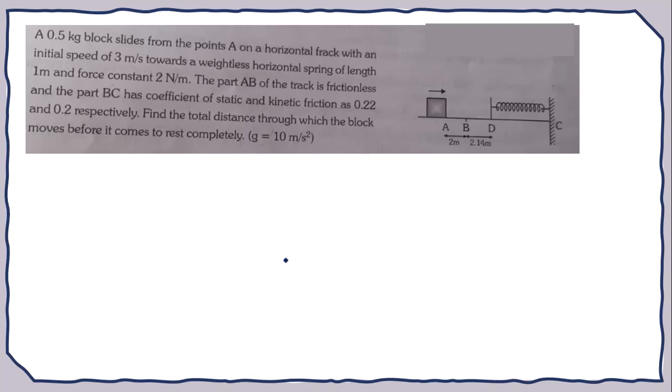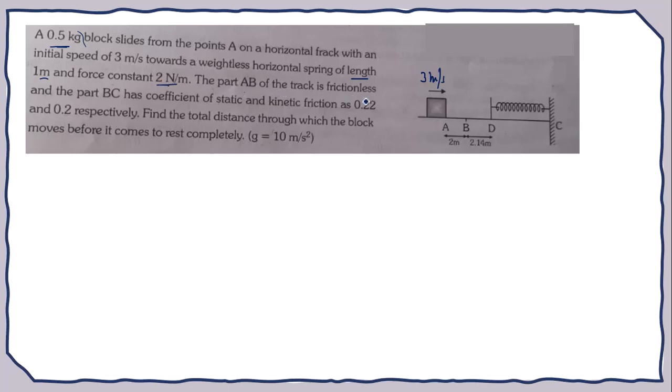Now moving on to the next situation. Here there is a 0.5 kg block that slides from point A on a horizontal track. So this is a horizontal track with an initial speed of 3 meter per second, and it is moving towards the spring, whose horizontal length is given as 1 meter and the K value is given.